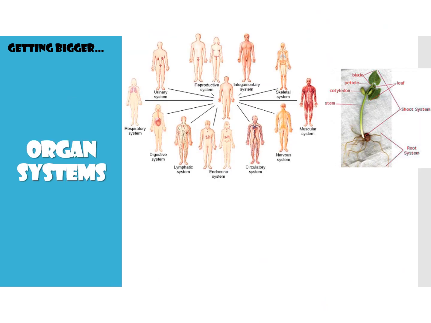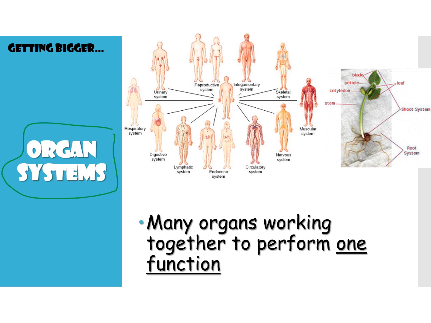And getting even bigger is what we call an organ system. So based on our previous definitions, you can probably guess what the definition of an organ system is. It's when you have many organs working together to perform one function in the body. So here are all the potential animal organ systems, and we will take time to learn about what each one of those does in a little bit later this week.